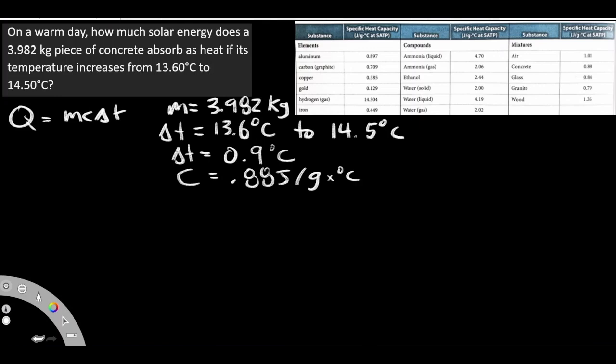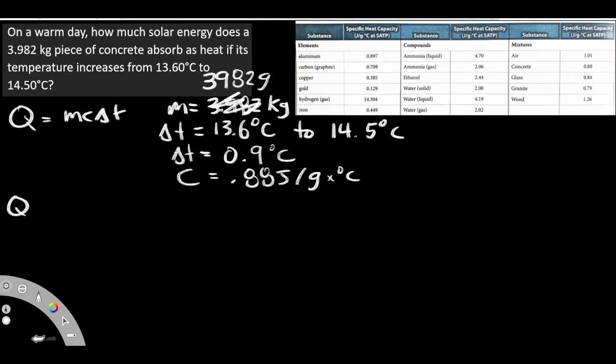Celsius. Now here is the issue. If this is in grams and this is in kilograms, this is a disparity that we don't want. We want to keep them the same so that eventually we can cancel it out. That means we're going to change this kilogram into grams. So instead of 3.982 kilograms, it's instead going to be 3,982 grams. That's what we're going to have instead.